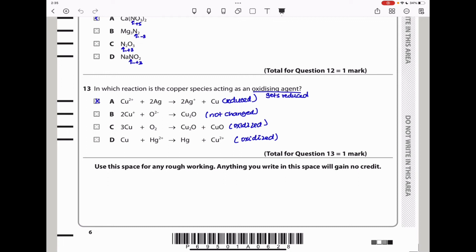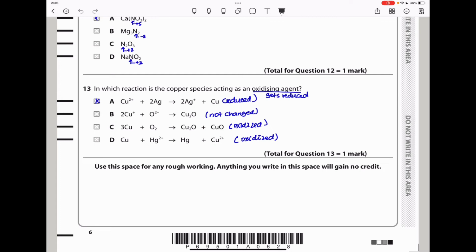That is a reduction. +1, in this state it's still +1, so there is no change that has occurred on that copper. Here we can see 0 becoming copper 1 as well as copper 2, so there is oxidation. And then we can see copper 0 becoming copper 2, that is oxidation. So the only place where it's acting as an oxidizing agent, meaning it gets reduced, is in A. So A should be the answer for question 13.